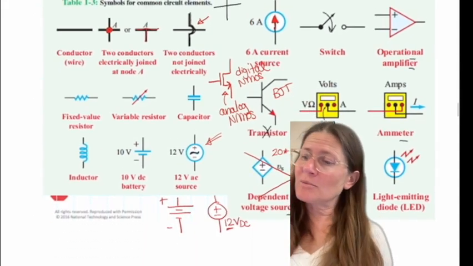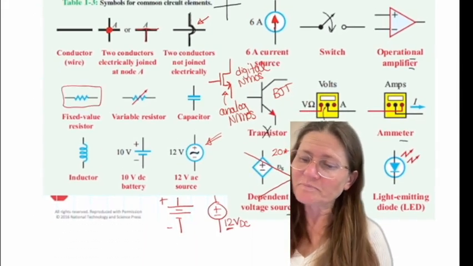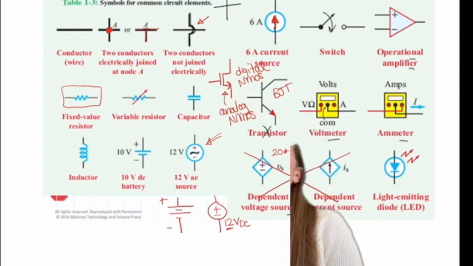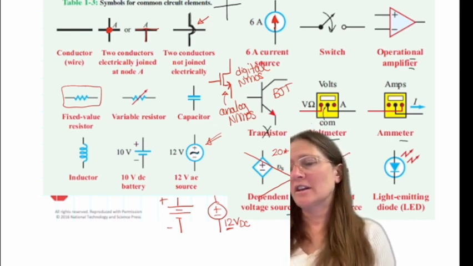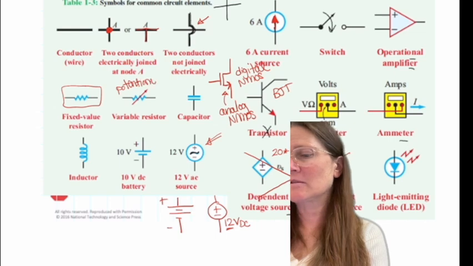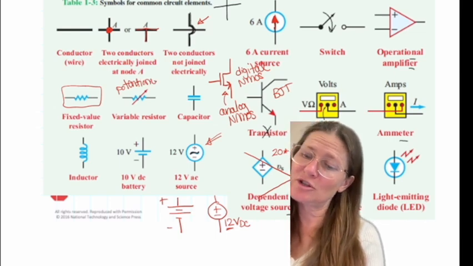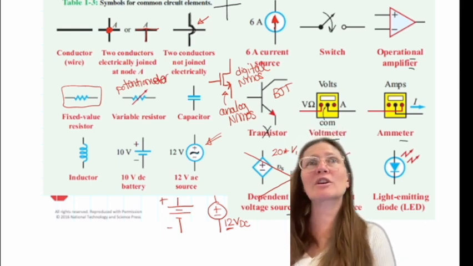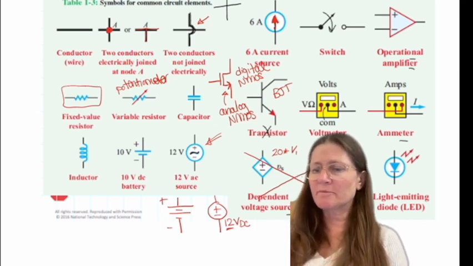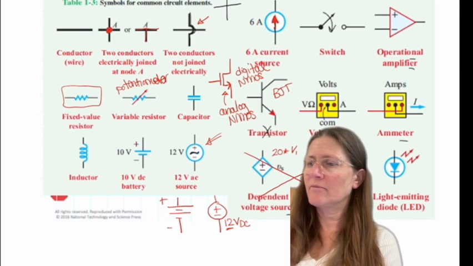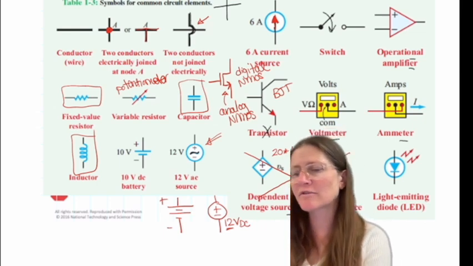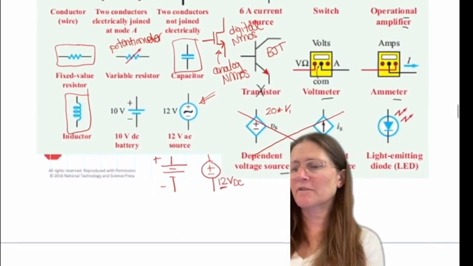All right, this element is called a resistor, a fixed value resistance. You have a variable resistor, which has the little arrow through it. This is called a potentiometer, and you're going to use these in the labs. Okay, and then you have a capacitor, which has the two plates on it. Inductor. So capacitor, inductor, and then you have a battery, which you're going to see in different forms.